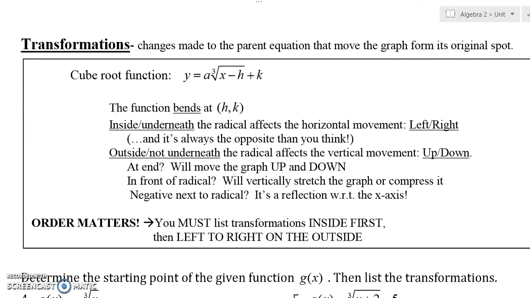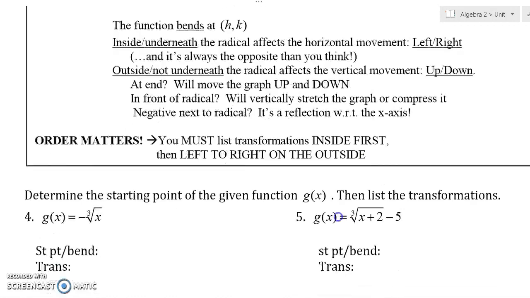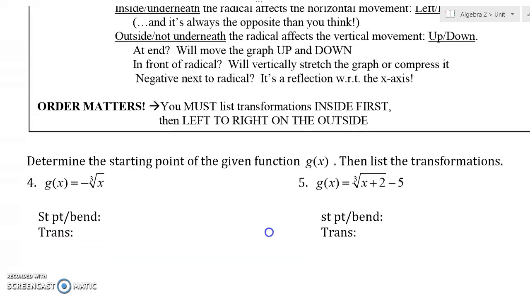This is just a list of transformations again that we talked about, just showing up again. So let's do a couple more examples of this. Once again, we're going to do the starting points or the bends. Here for the inside, we have nothing. Nothing is 0. Here for the outside, we have nothing. Nothing is 0. And then for this one, in number 5, here we have x plus 2. So we're going to switch that around to negative 2. And then we have a negative 5 on the outside. We'll keep that the same because x is the only one that's opposite.